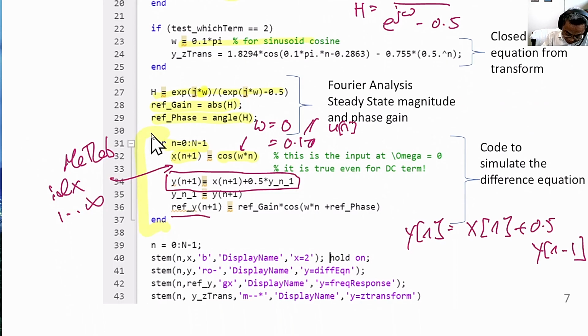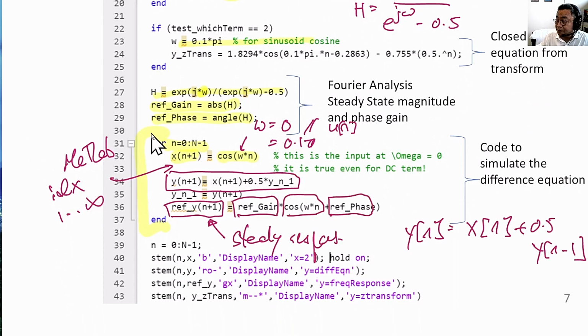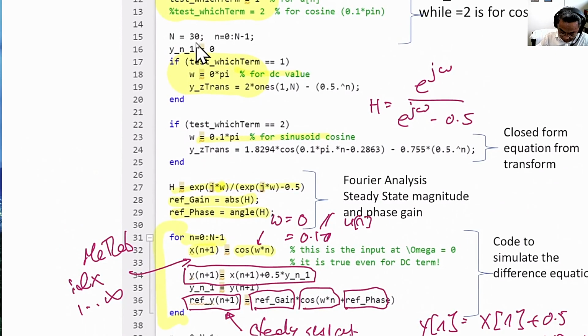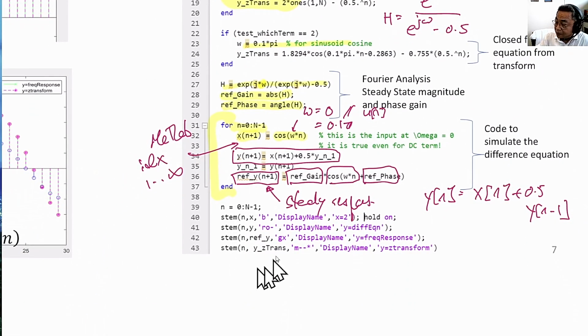Now this is the steady state response by Fourier transform. So I'm using the reference gain and the phase shift of my input signal. Where do I get my gain and phase shift? From this equation here through the Fourier analysis. And I do this loop 30 times for my n samples. Then I plot all the 4 figures. Here, be careful. I'm starting from index 0 to n minus 1 to plot the x. So this little n shows the horizontal axis of time.